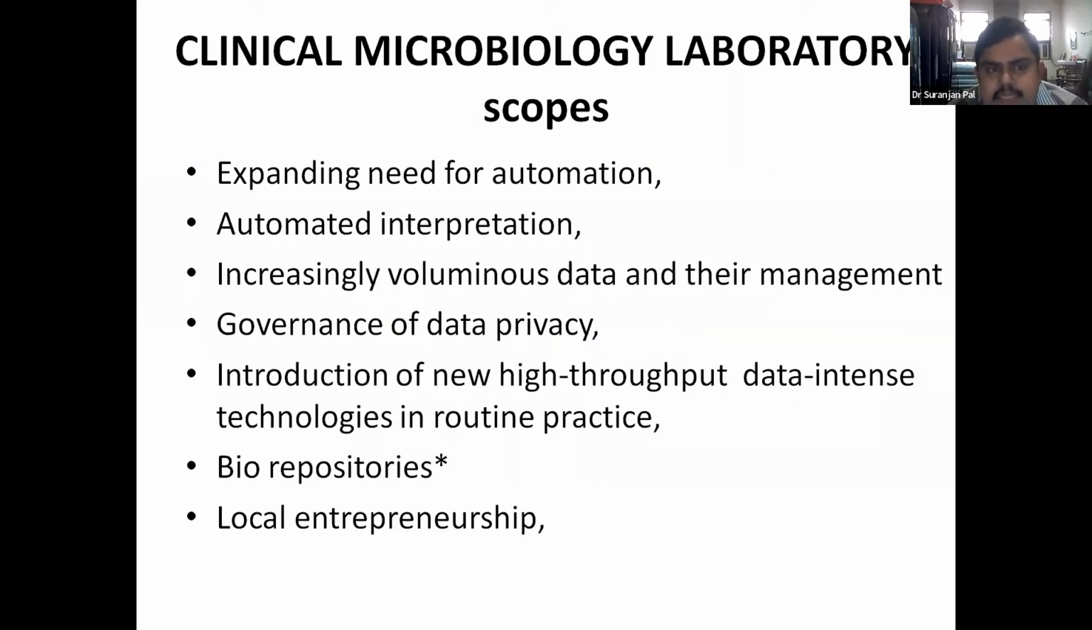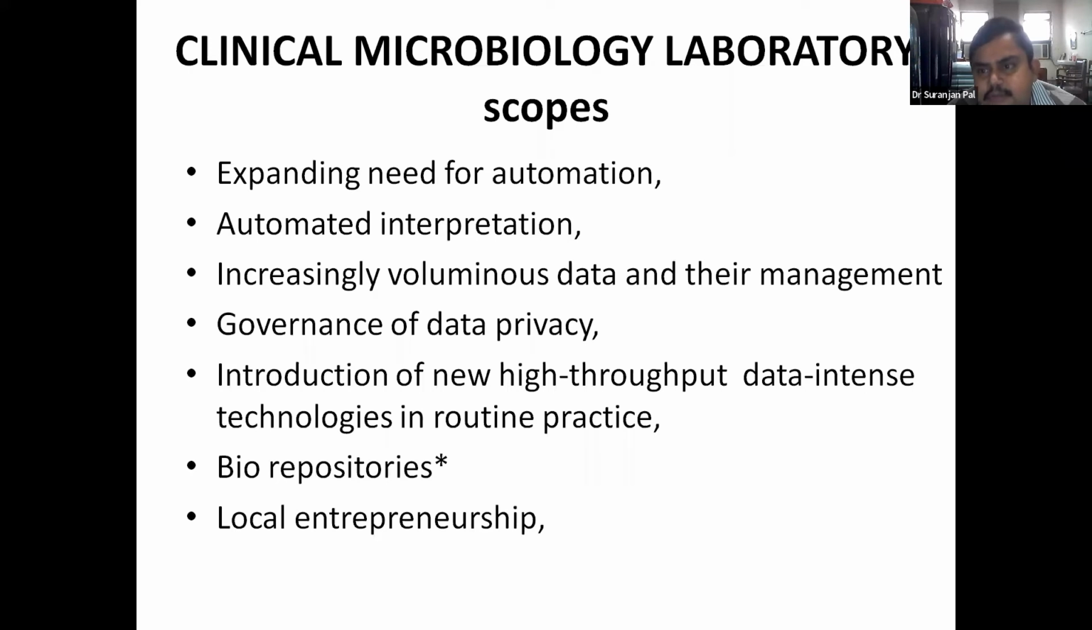Now, what are the scopes? The expanding need for automation: we have to embrace the technology, no arguing in that, because we have to advance through our technology and also expect that automated systems will be utilized. Next, automated interpretation will also come up eventually, and the role of clinical microbiologists will be further shortened. Then there is increasing voluminous data and its management and governance of data privacy.